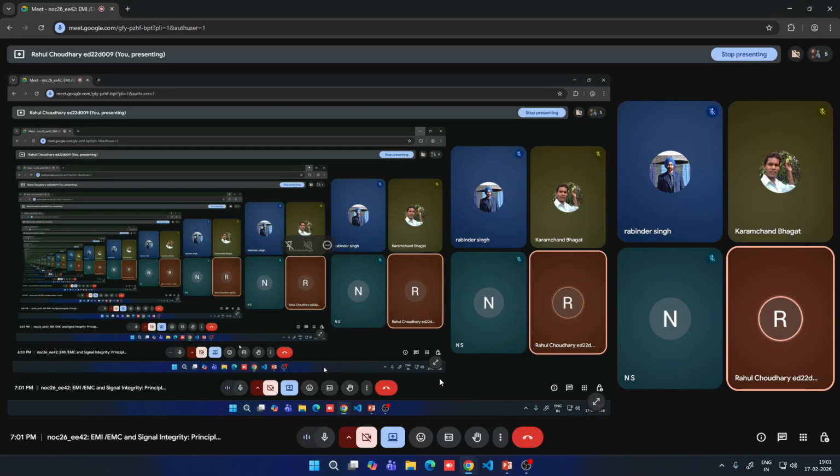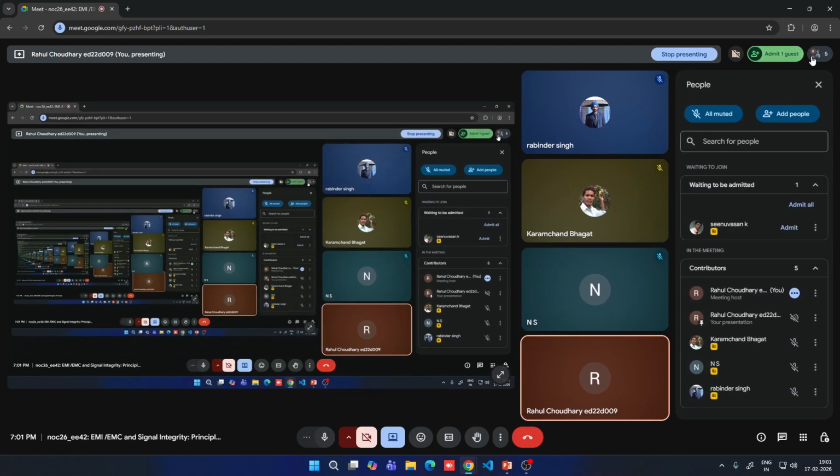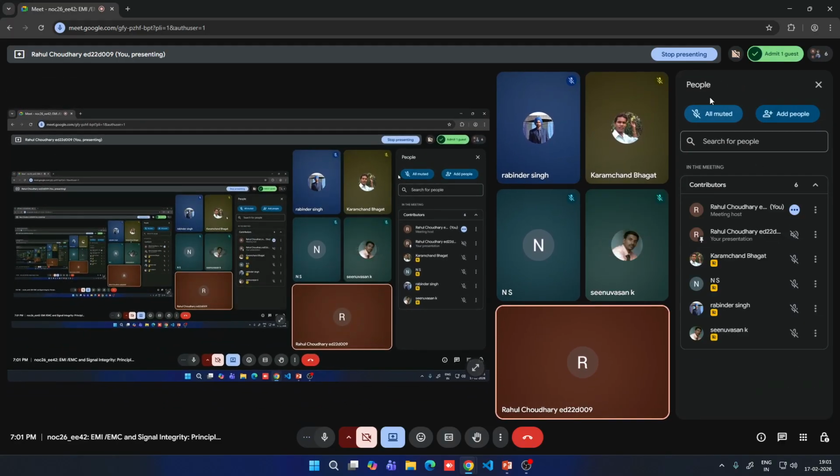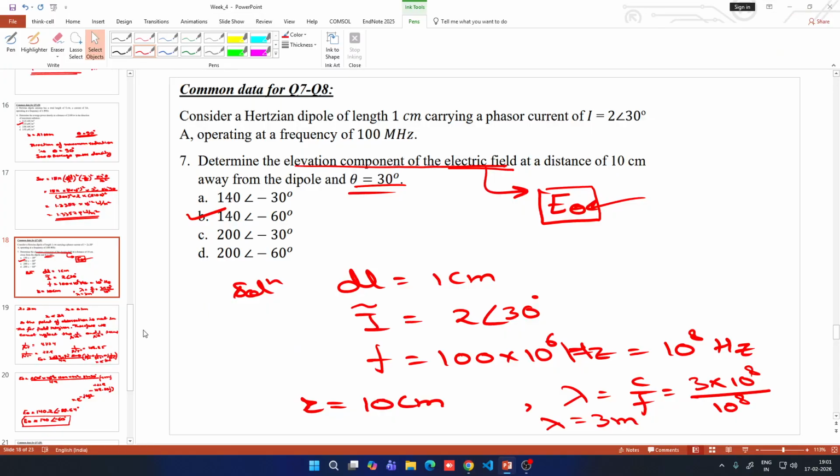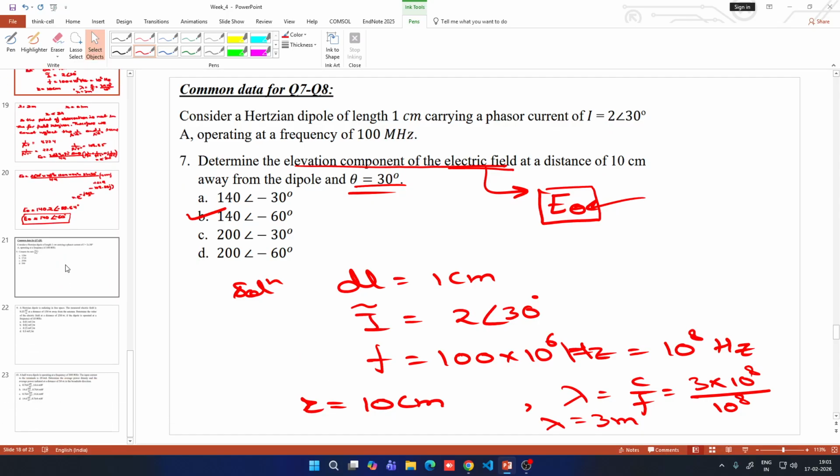I hope this question is clear. If you have any doubt in this, please let me know. If question 7 is clear, we will move on to question number 8.